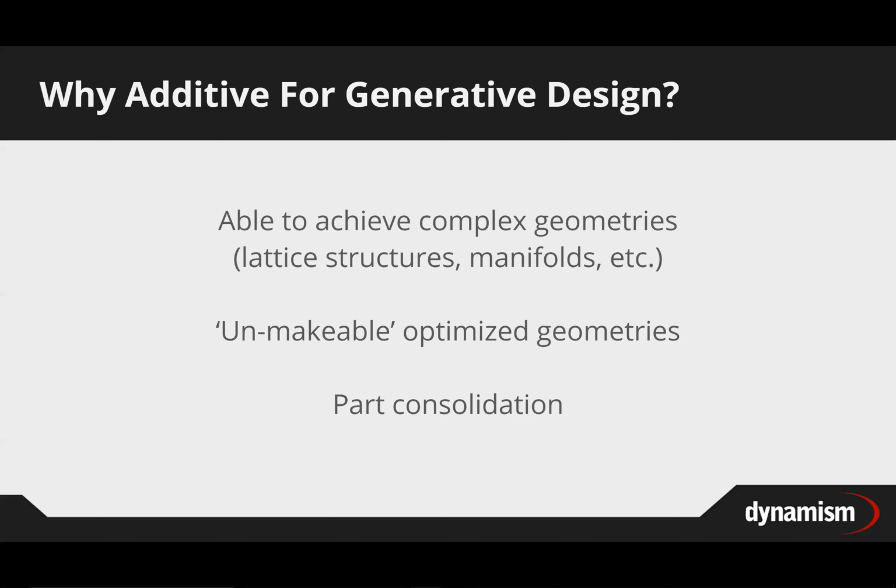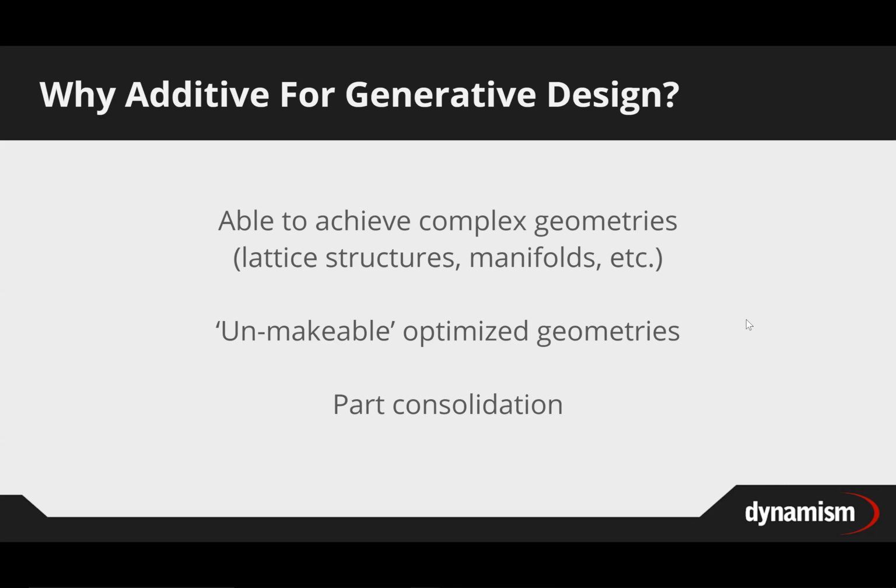Yeah, and now for more on manufacturing your generative design. So why additive manufacturing for generative design? You're able to achieve complex geometries that you're not traditionally able to achieve with something like CNC. So this is lattice structures, manifolds, things with internal geometries. And because of this, you're basically able to make what they would call unmakeable optimized geometries, or generative design.